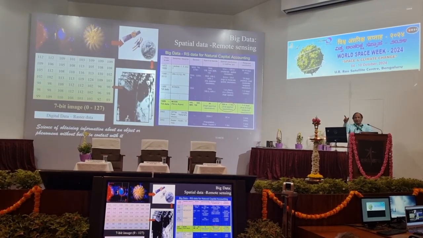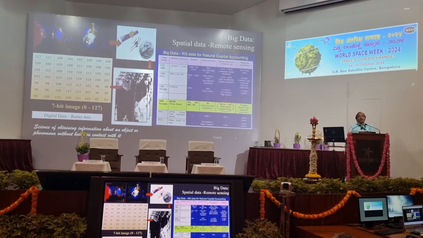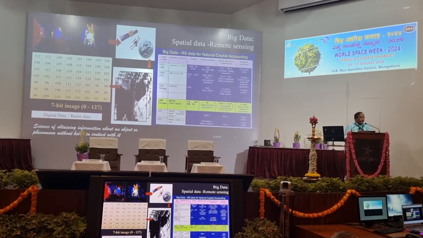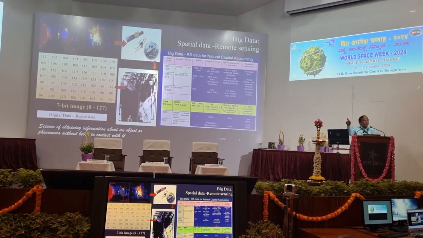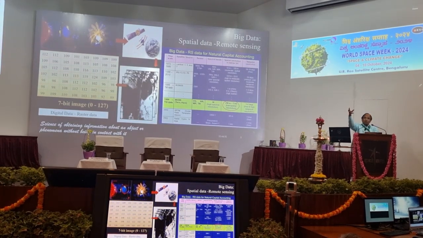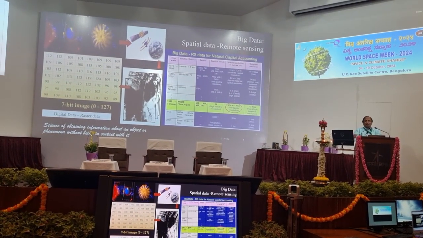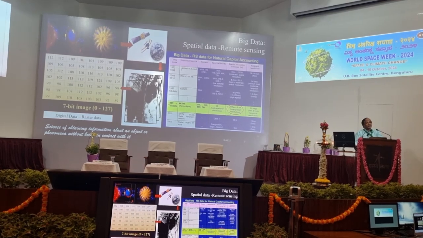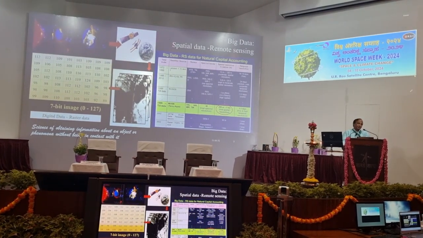Now, if there is a pest attack, some part of the red is also reflected. That means you have green plus red, which is yellow or orange. Now, looking visually at the photograph, you can say where all the vegetation is affected because of the pest, etc.